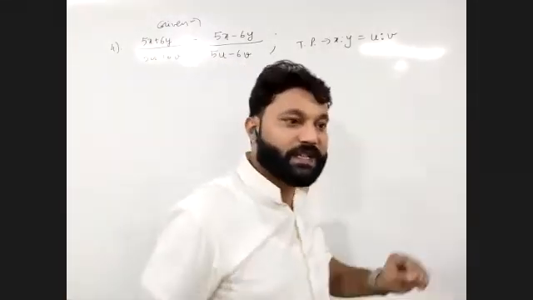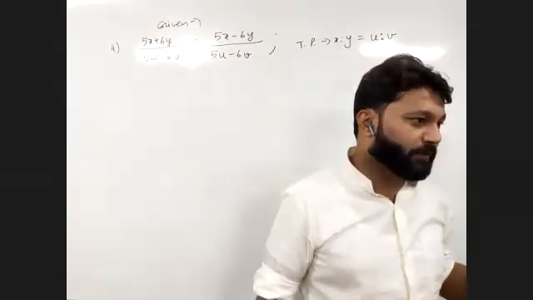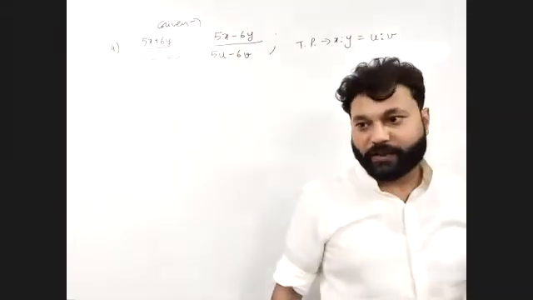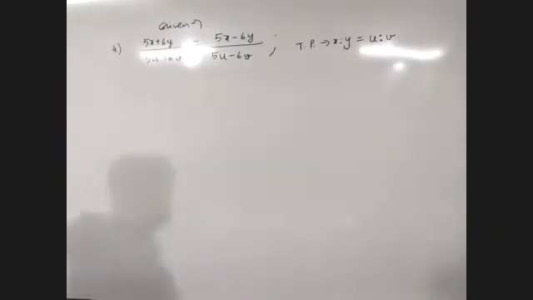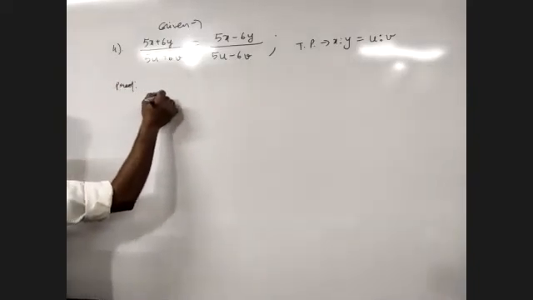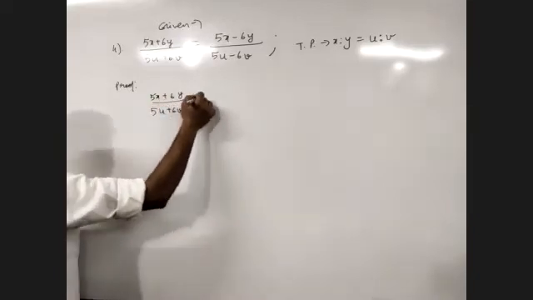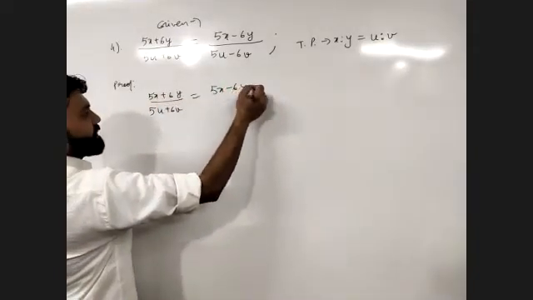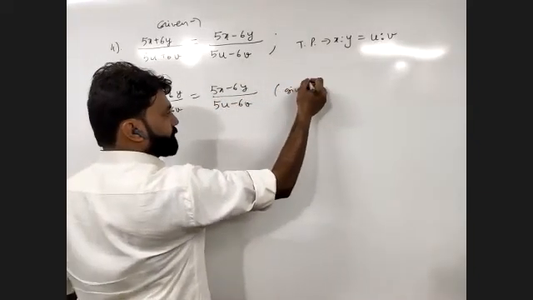So it is for these types of questions that we use the properties of proportion, right? We require the properties of proportion for these types of questions. Now look for the proof. 5x plus 6y upon 5u plus 6v is equal to 5x minus 6y upon 5u minus 6v. This is already given to us.